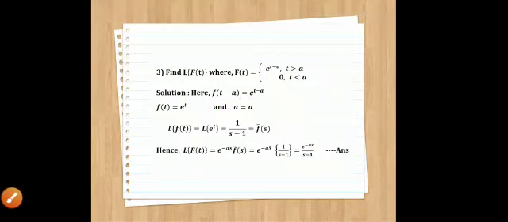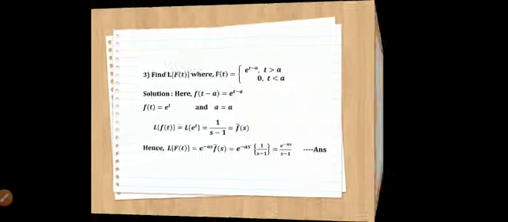So hence by the second shifting theorem, L of capital F of t equals e raised to minus as times f bar of s, which is equal to e raised to minus as into 1 upon s minus 1. So multiplying numerators, we get e raised to minus as upon s minus 1 as the final answer. Now going through the solution of all these three examples, you can easily solve the examples for practice.